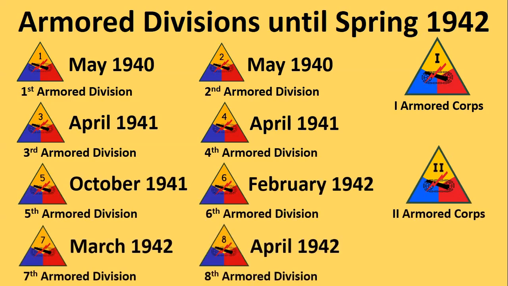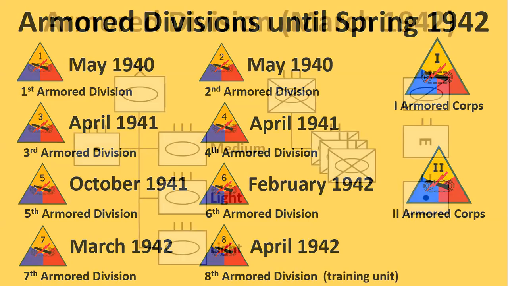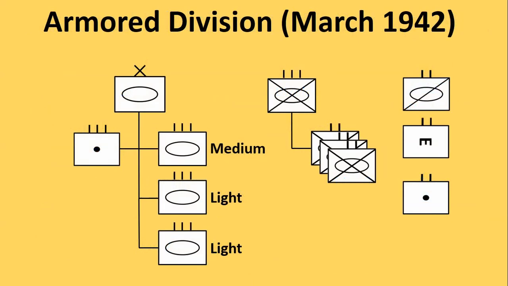The expansion of the number of armored divisions picked up slowly because divisions were raised by extracting a nucleus from an existing division, until the 8th Armored Division was designated as a training unit for replacements in the spring of 1942. In the spring of 1942, the former organization of an armored division was thoroughly revised.